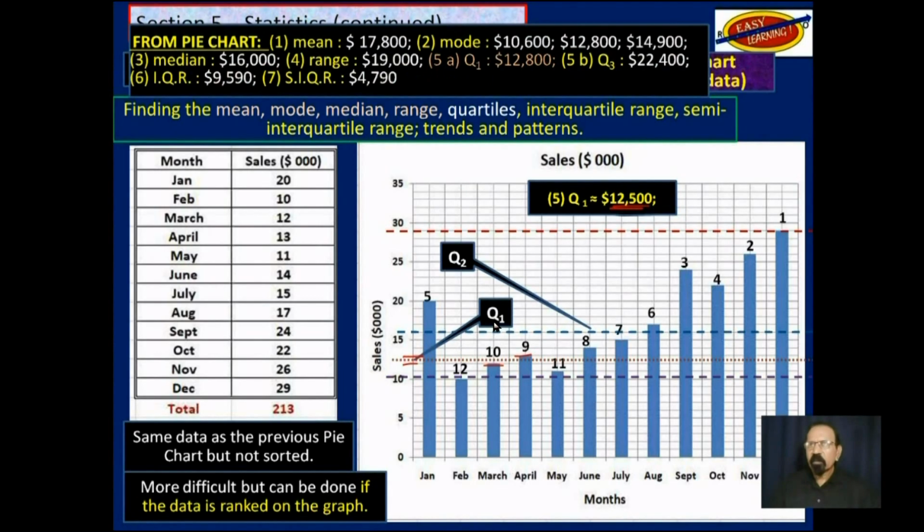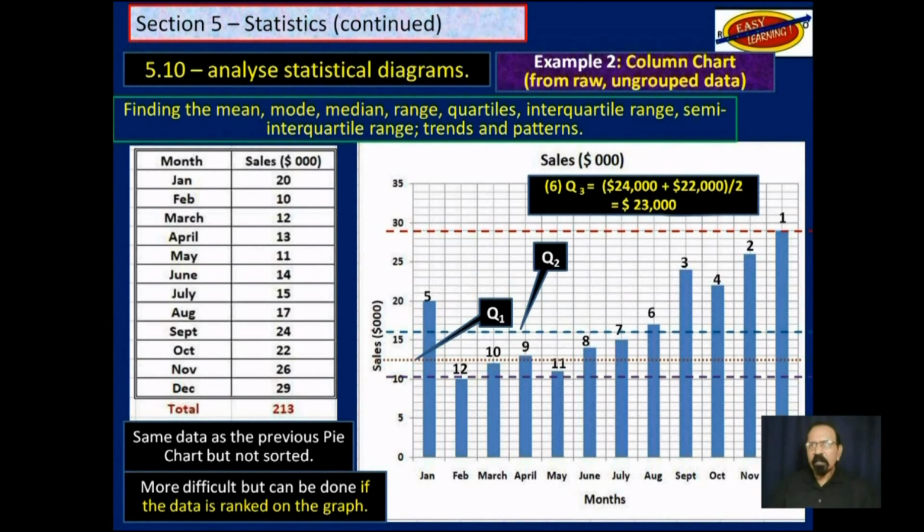That's Q1. So Q1 we had here was 12,800. From this bar graph, we got 12,500, which is very good. Now let's deal with Q3. So that's 1, 2, 3. So it's between the third and the fourth.